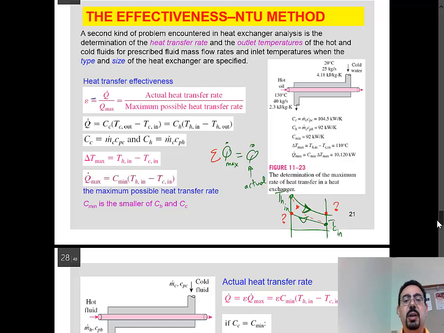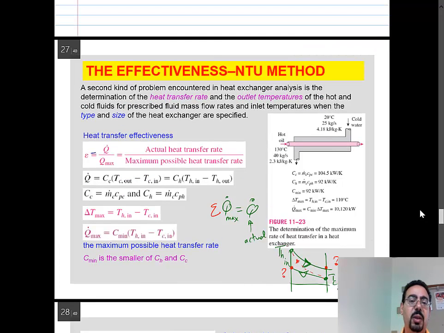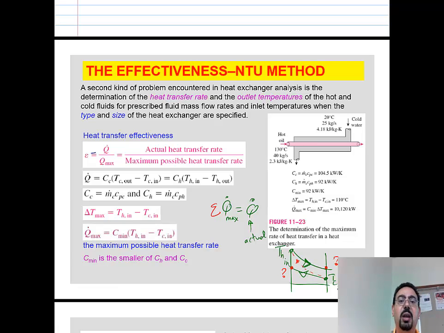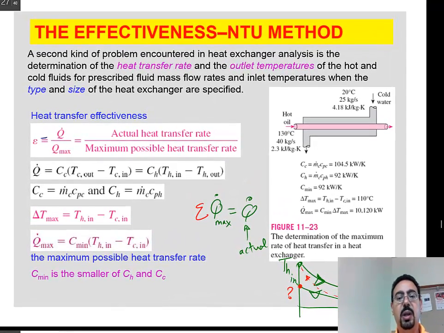All right. So we finished by talking about this seemingly complicated method, but it's not really, which we are going to solve the project with, and it's called the effectiveness method. I would like to solve a problem on this method, but let's just review it very quickly.